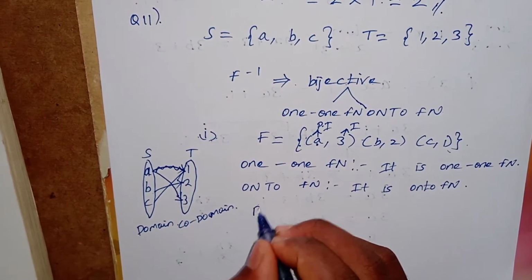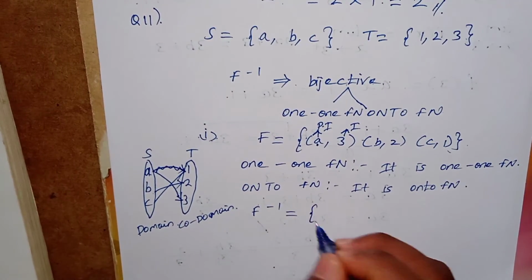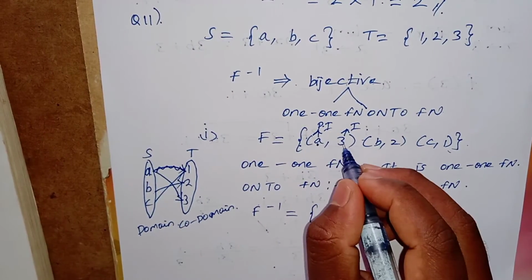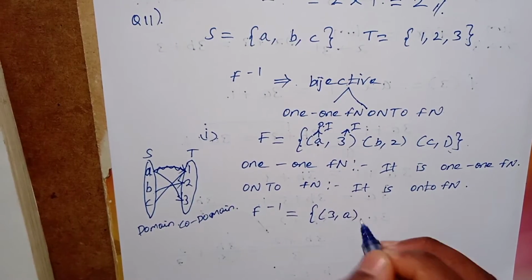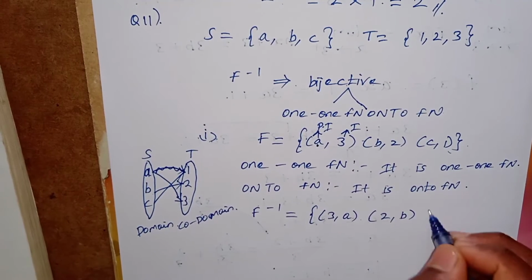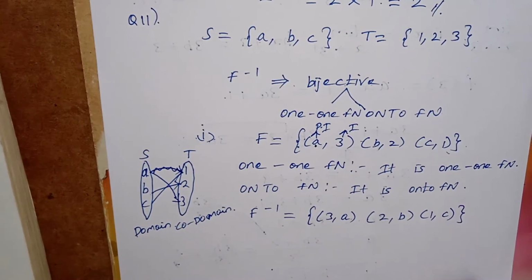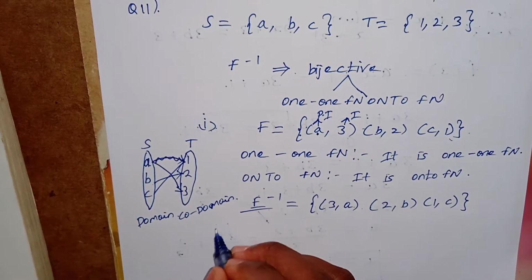Then the inverse exists. The inverse: here (a, 3), therefore you have to write (3, a). Next, (2, b), (1, c). It is my inverse function. Okay, I hope you all understood.